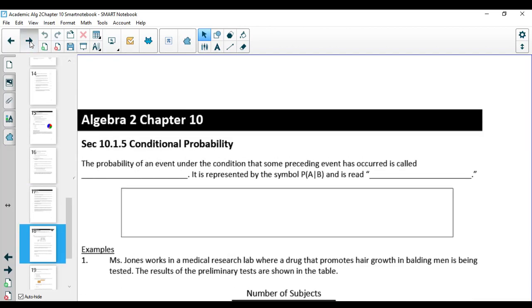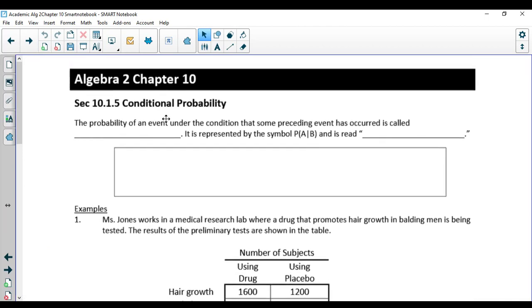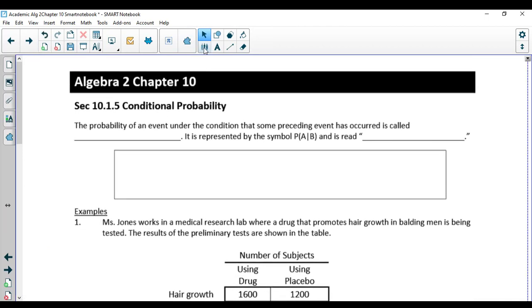All right, welcome to section 10.1.5, which is going to be conditional probability. And we'll get started. The probability of an event under the condition that some preceding event has occurred is called conditional probability. So we already know something happened.